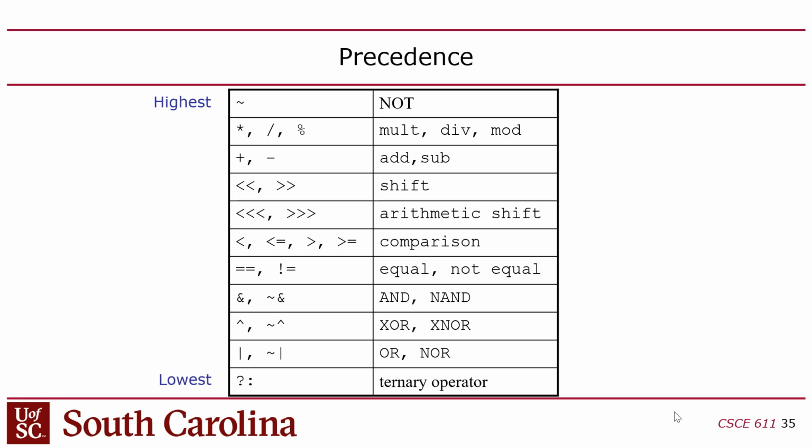I don't know why this is from the textbook, and I don't know why the textbook didn't list those special equality symbols. And then we've got your bitwise AND, NAND, OR, NOR, XOR, XNOR.